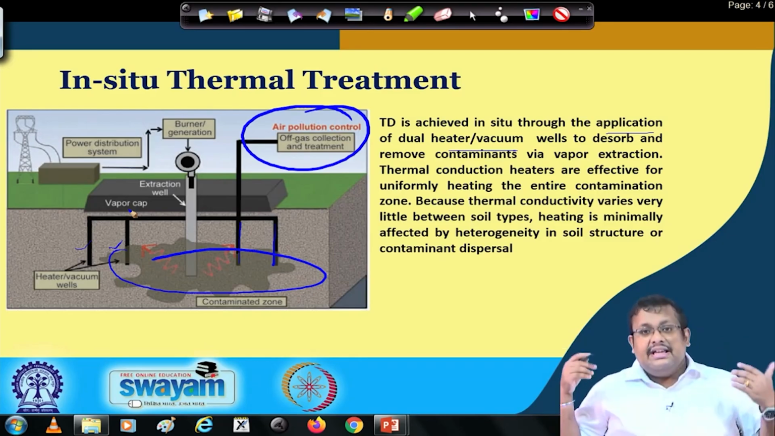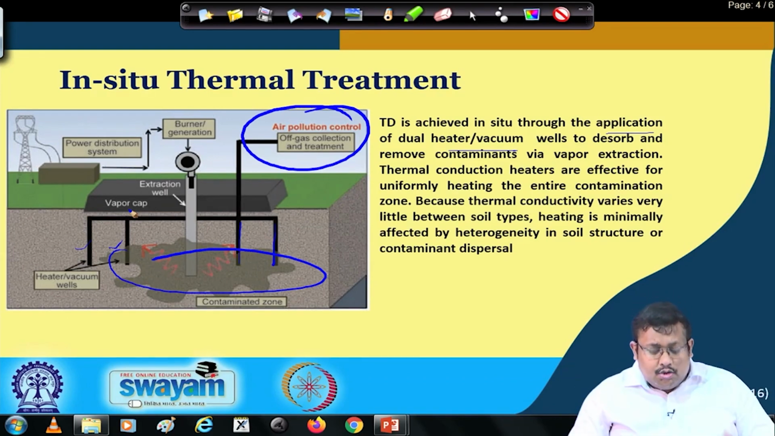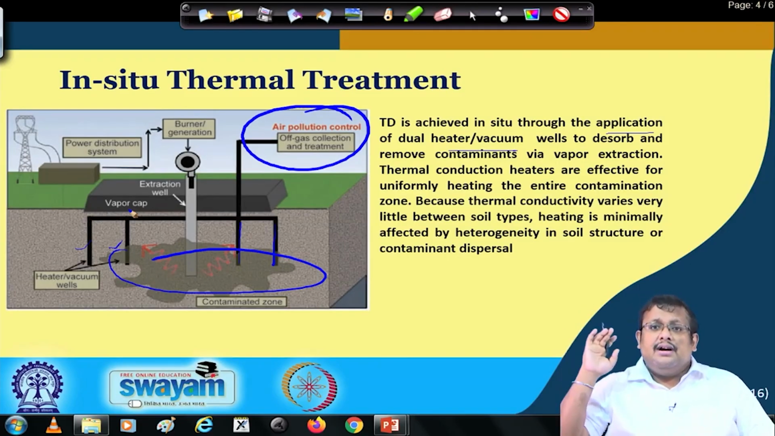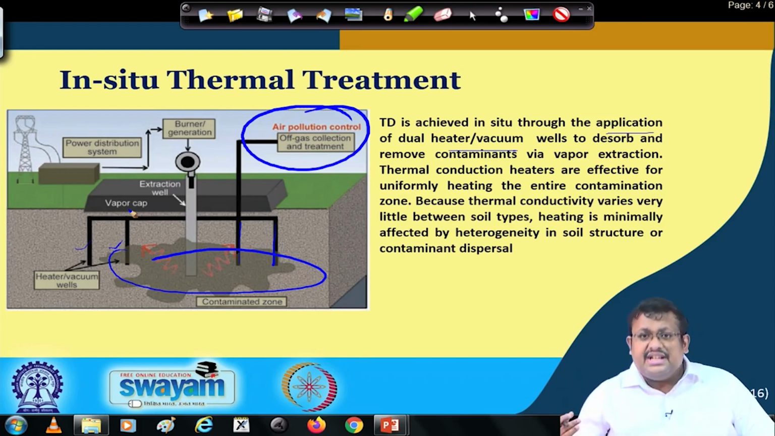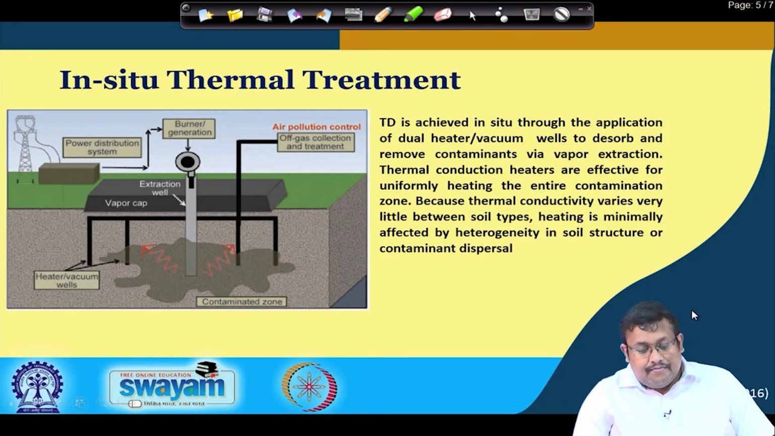Generally, we insert the conduction heaters, heat the soil, and as a result the contaminants convert into vapor. This vapor is extracted by the extraction wells. The extracted vapor goes to the air pollution control unit, where it is further treated before being released into the atmosphere. So, this is the in situ thermal treatment example.